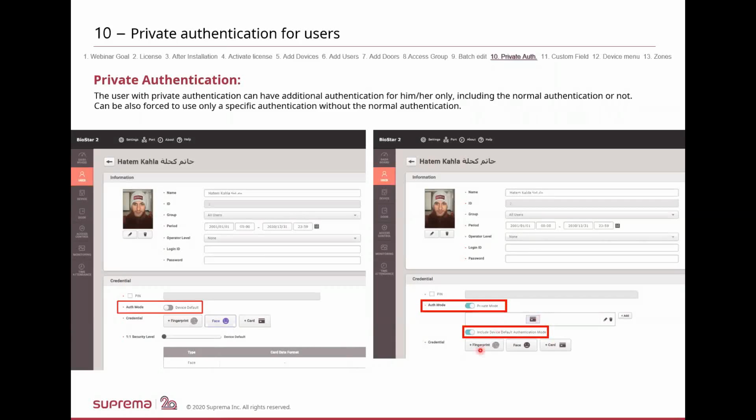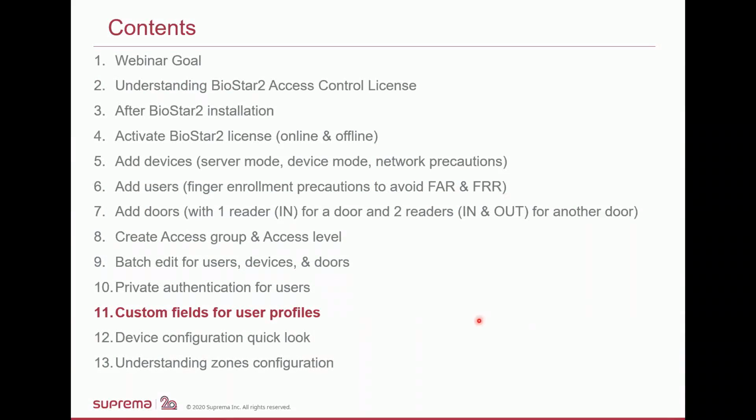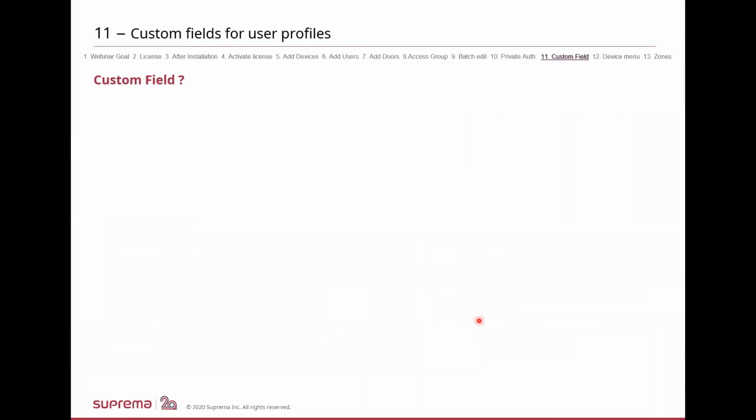Then you have one more thing, which is include device default authentication mode. It's up to you. Including it means I'm going to have the same default authentication which is inside each device, which we call normal authentication. If we toggle it off, then I will have only to access with card. Hopefully this is understood. Now let me explain the custom field before we go for the demonstration.